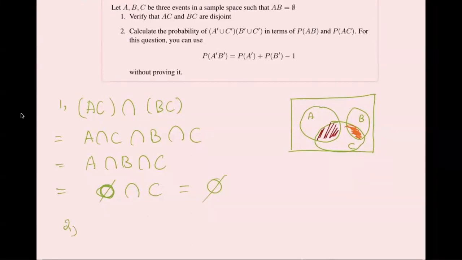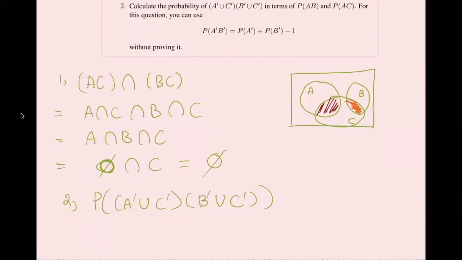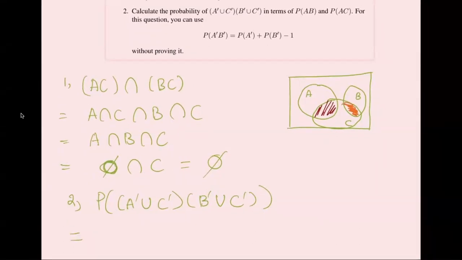The second part, we want to calculate this probability. How would you go with doing it? So I want the probability of A complement intersect with C complement, and then B complement union with C complement. How would you start this? If you can use this formula without proving it.